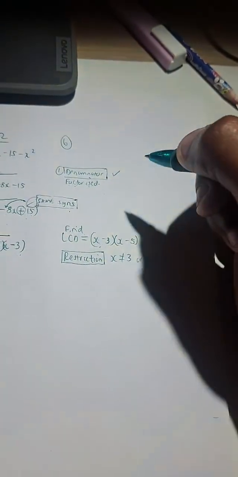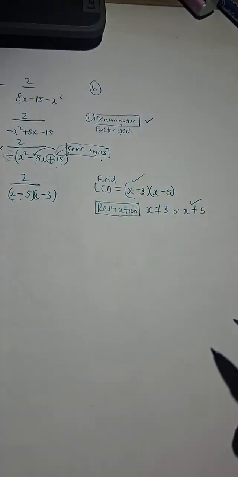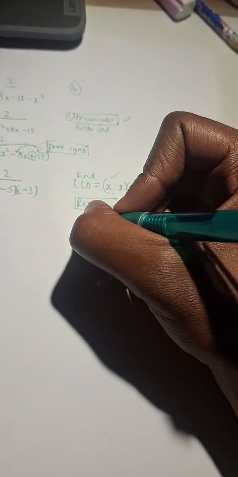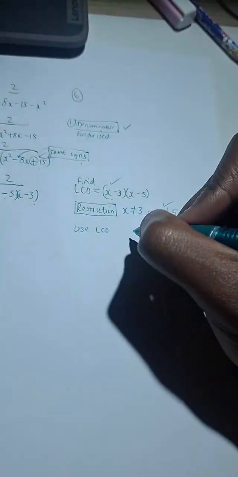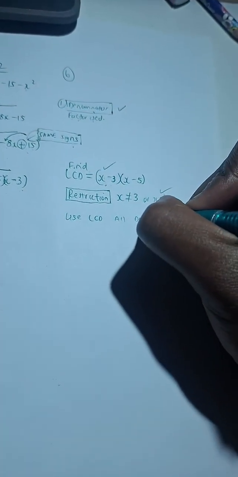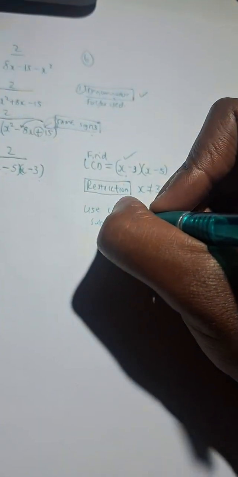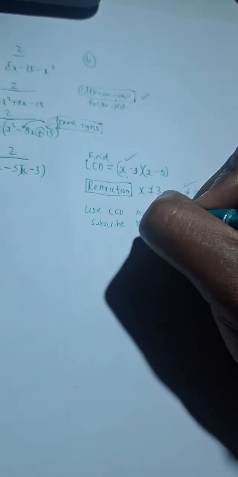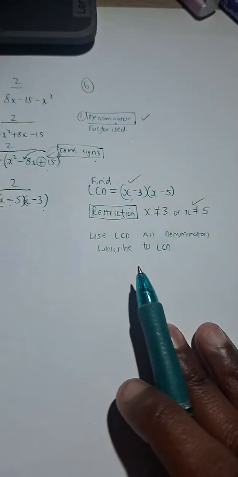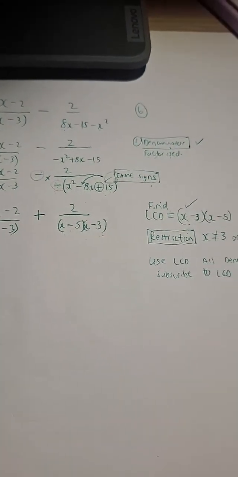So that's why we write down the restrictions. So the denominators we factorize, we find the LCD, we write down the restriction, then we use the LCD so that all denominators subscribe to the LCD, because this one is an expression. Different from when we would be solving an equation, but this is an expression we are expected to simplify.